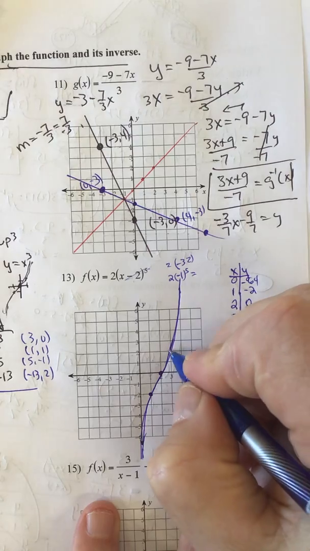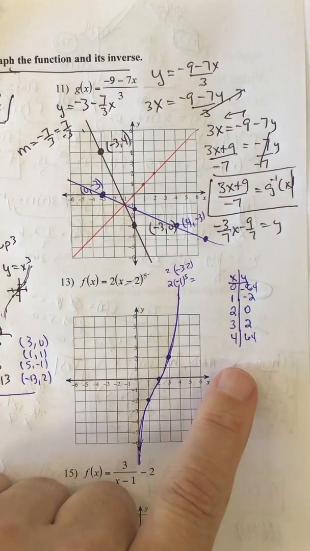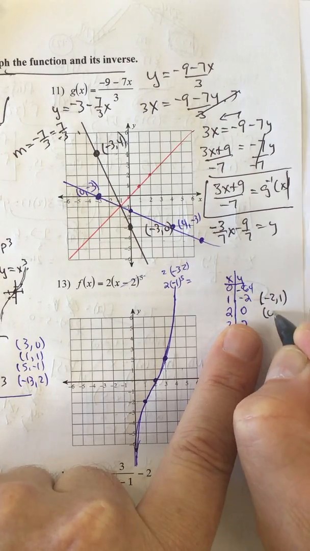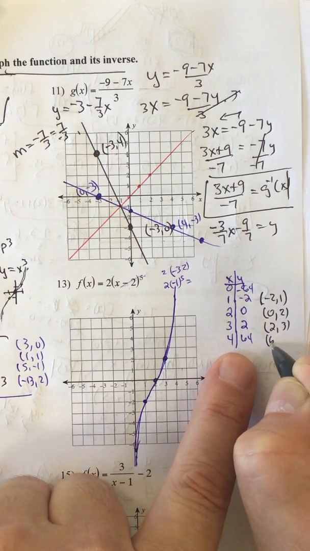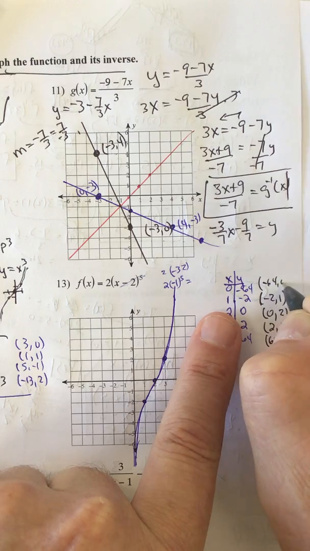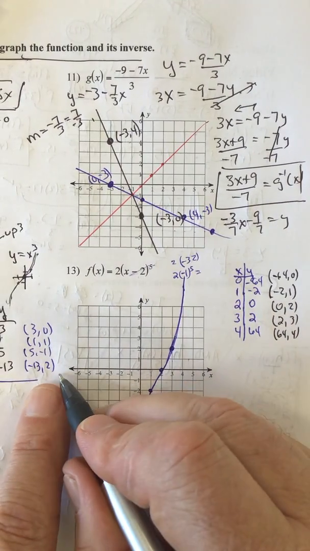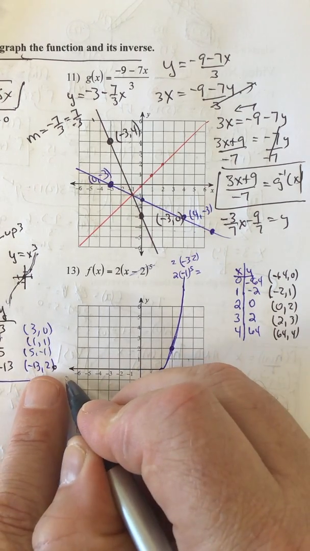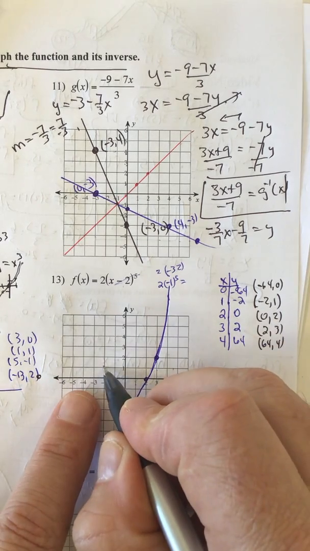Okay, so there's the original. Now for the other one, I know that this dot's going to be at (-2, 1). This one's going to be at (0, 2). This one's going to be at (2, 3). This one's going to be at (64, 4). And this one's at (-64, 0). Okay, (-64, 0) is way out here somewhere. I'll just put it way out there. (-2, 1), (-2, 1) is right there.